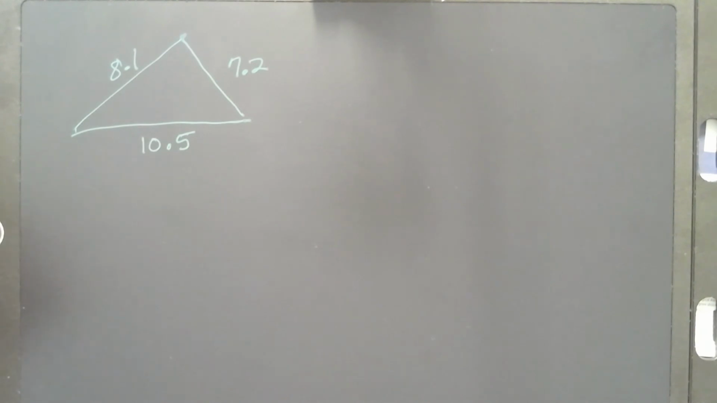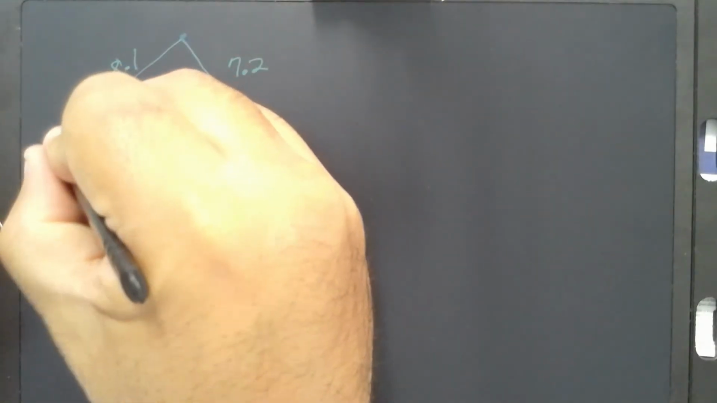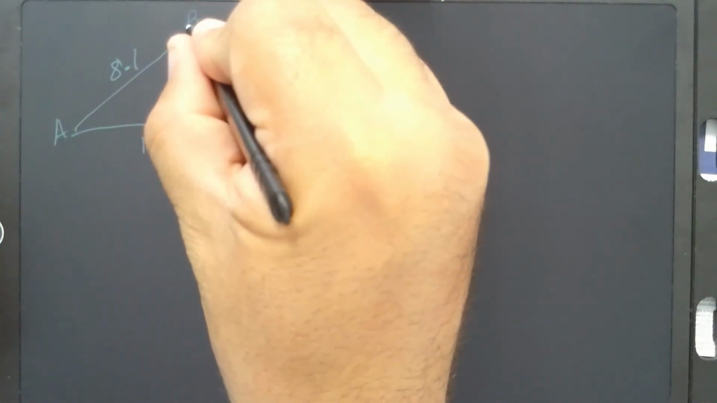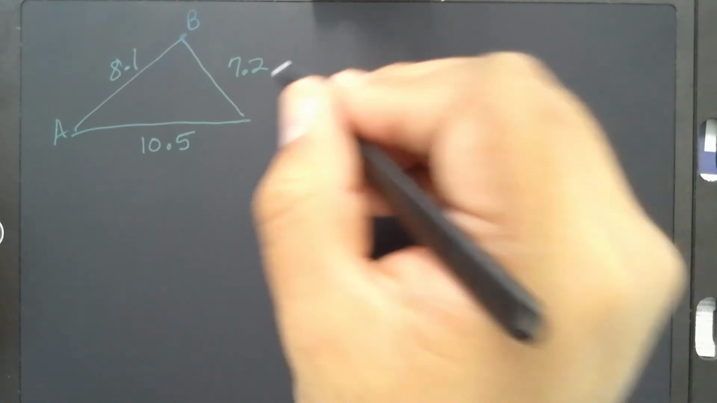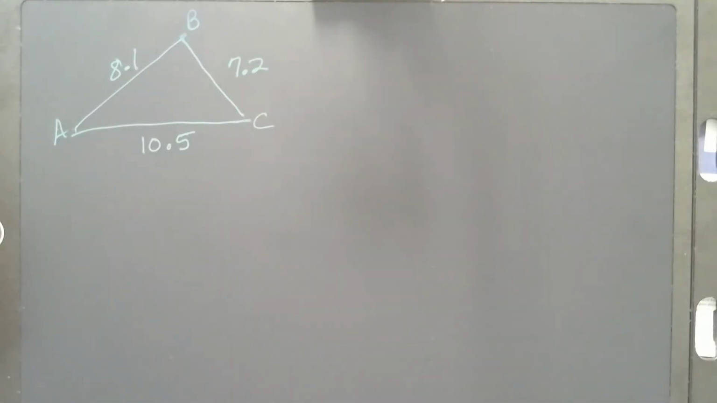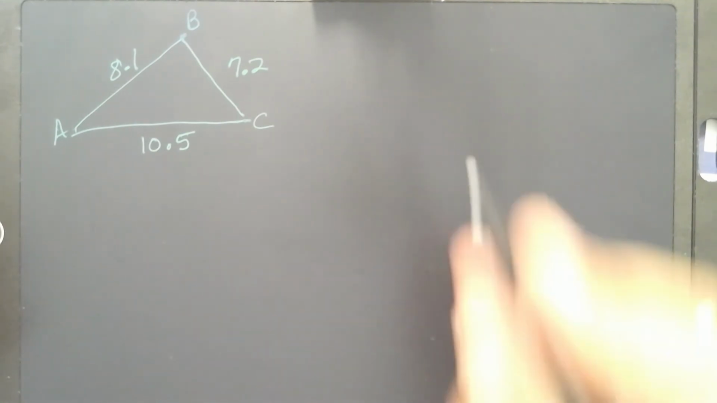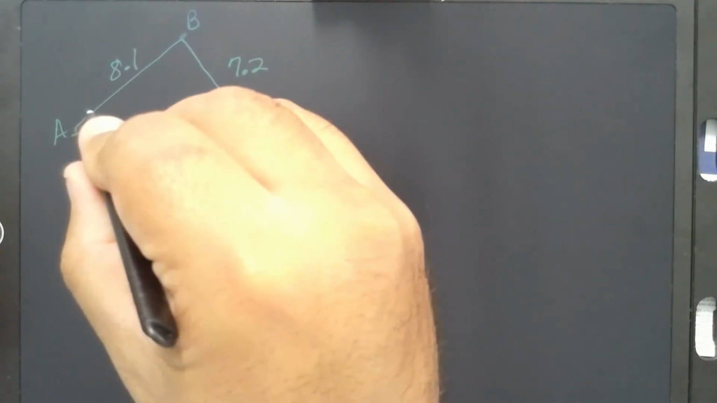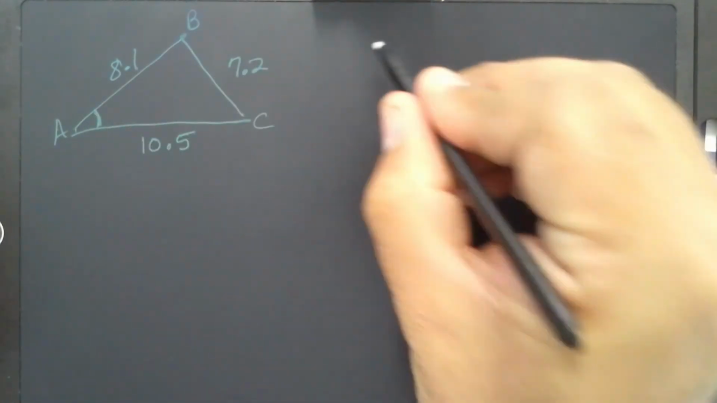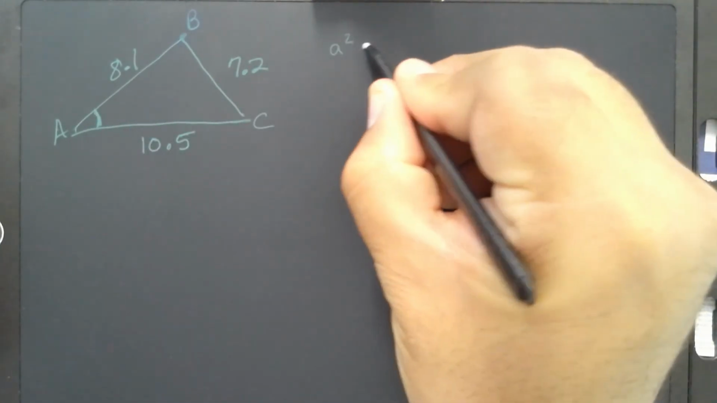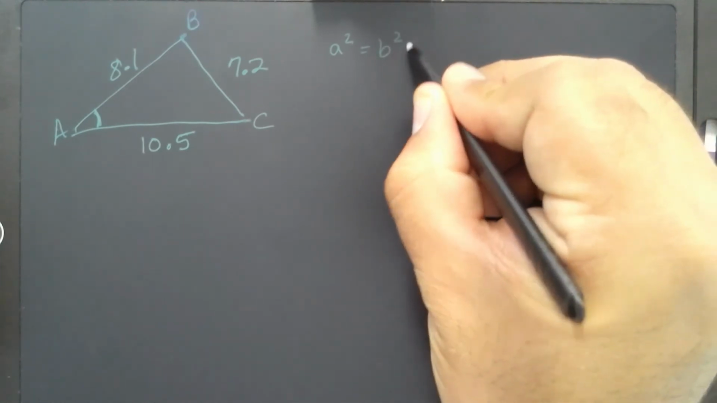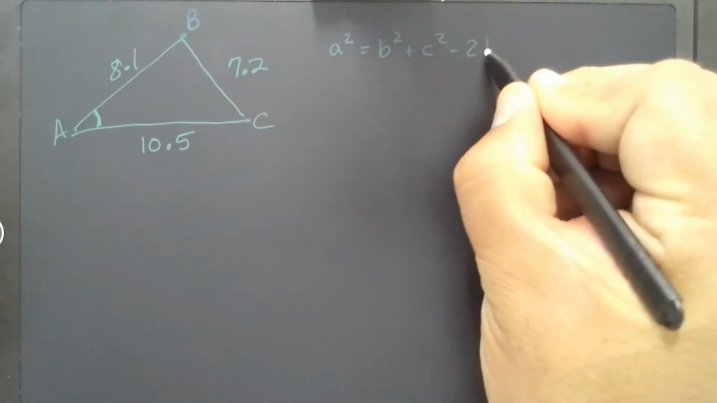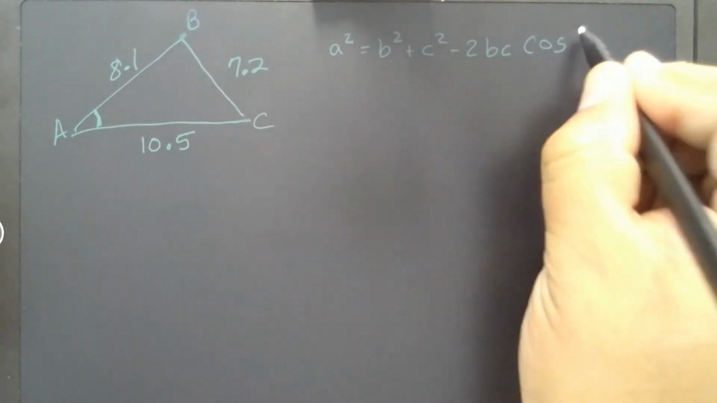10.5. All right. So we're going to try to solve every single angle. So I'll go ahead and label it A, B, C, and C, B. A, B, and C. So again, I'm going to start off with angle A. All right. So again, I'll use A squared is equal to B squared plus C squared minus 2BC cosine of A.